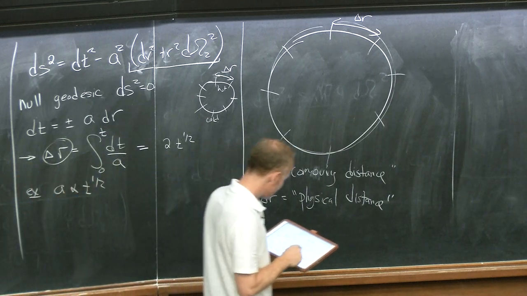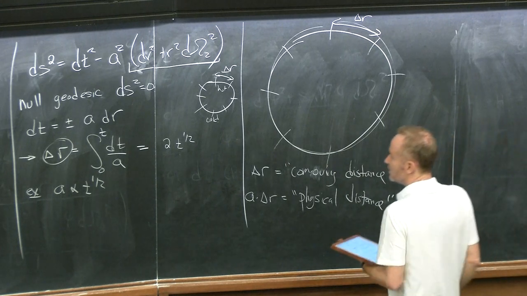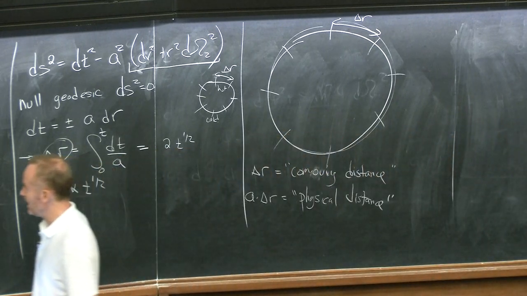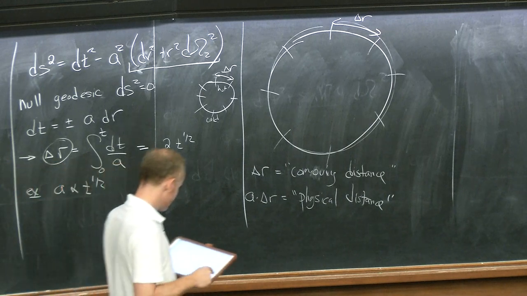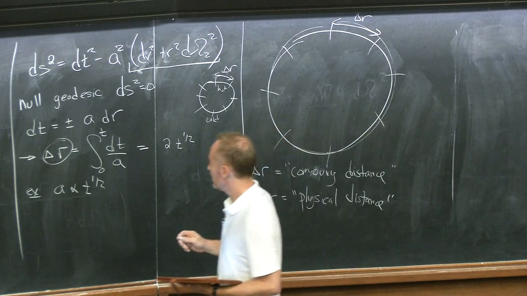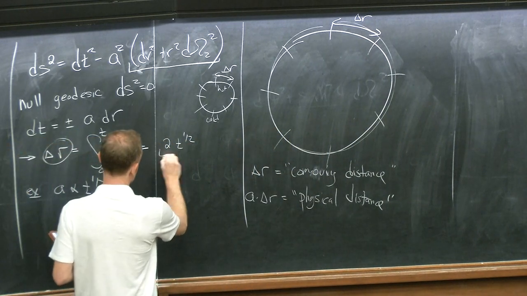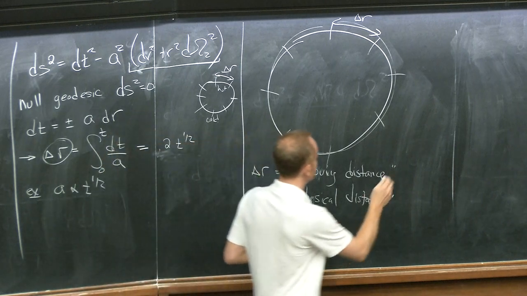Good. Now, hold that thought. Another comment about H. If I take the physical, this is, by the way, called the particle horizon. So this delta R is called the particle horizon.